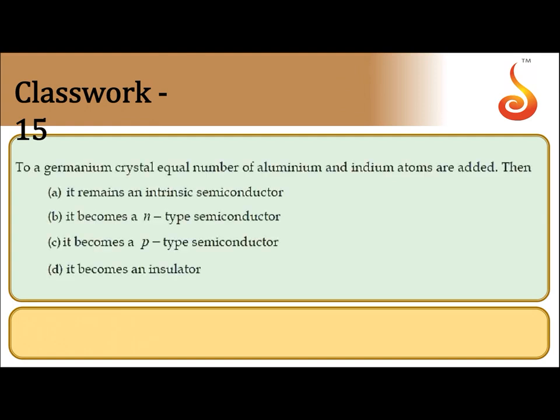Yes, we shall move on to next one. To a germanium crystal, equal number of aluminum and indium atoms are added. Then, notice one thing, aluminum is trivalent, indium is also trivalent. So both are trivalent, so it should become p-type semiconductor. When you add trivalent impurity, it should become p-type semiconductor. When you add pentavalent, it will become n-type.